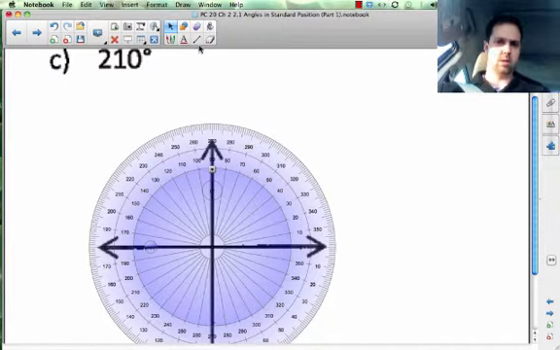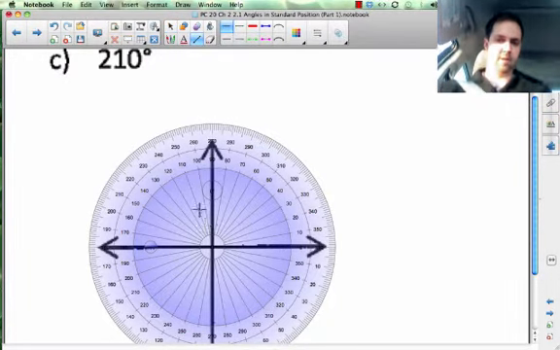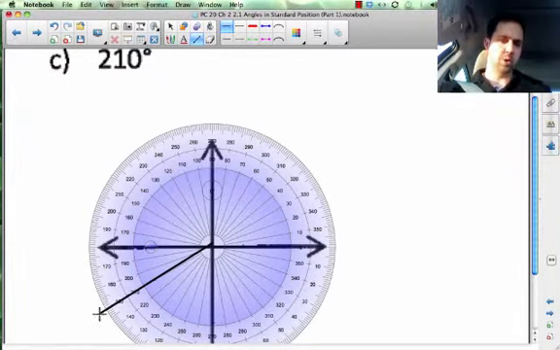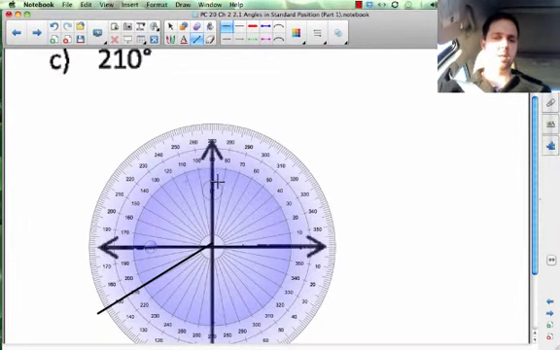So I fortunately have a full 360 degree protractor here, so instead of going 180, flipping my protractor, going 30 more, I can just go right to 210. But I'll show you how to do it the other way in the next example. Try to hit your origin a little better than I did, but I'm in a car right now, so I have an excuse at least.